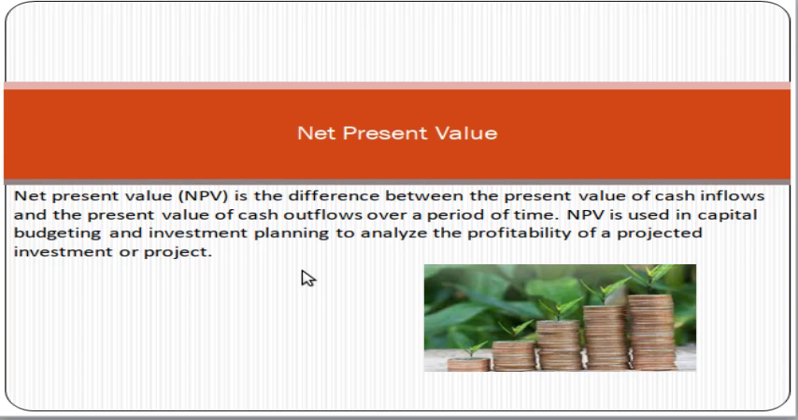NPV is used in capital budgeting and investment planning, as well as in project management, to analyze the profitability of a projected investment or project. So whenever we are investing in a project, for example, you are investing $5,000, by using the formula of net present value you can calculate the worth of a project and the profitability in a project, so that we can take a decision whether we have to start a project. Start a project means, basically, whether you have to invest in that project as well.